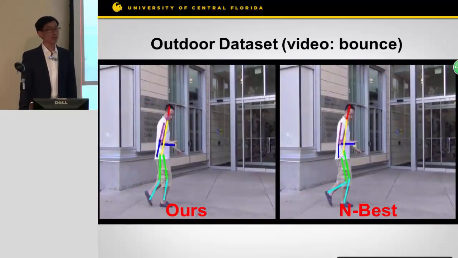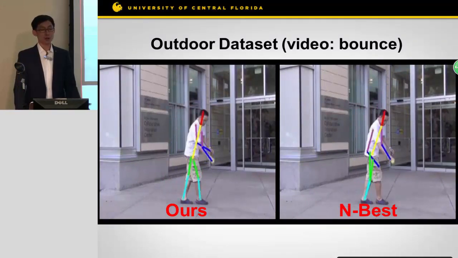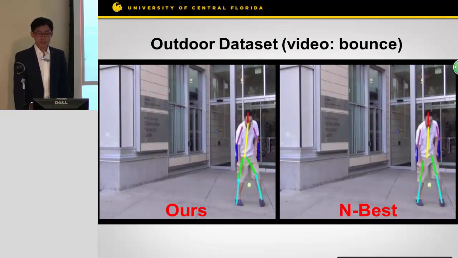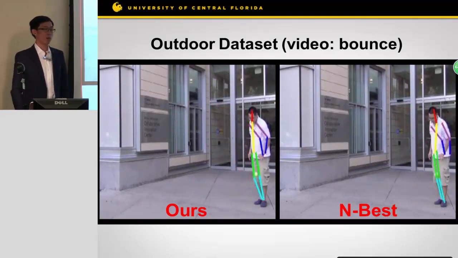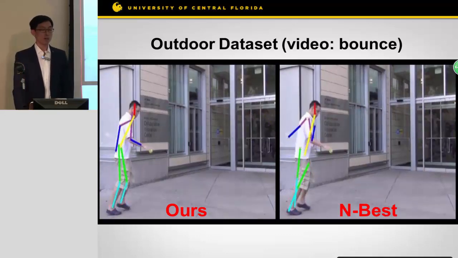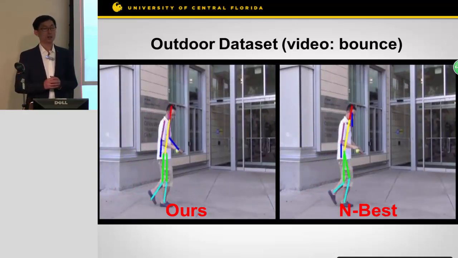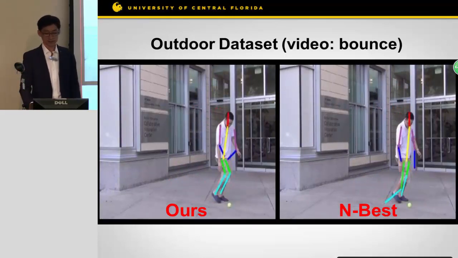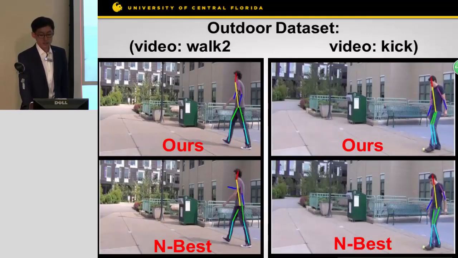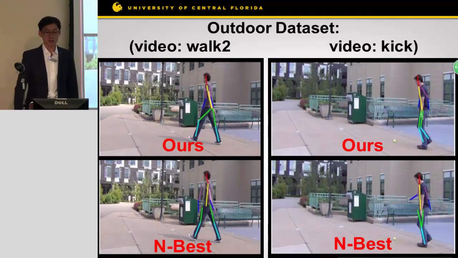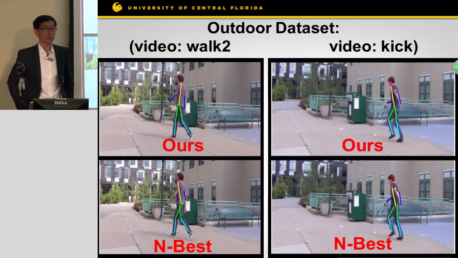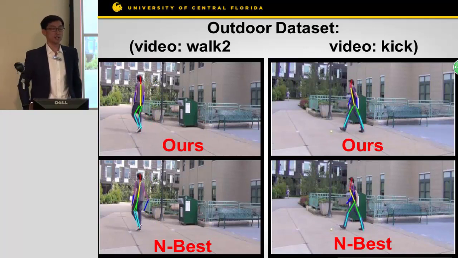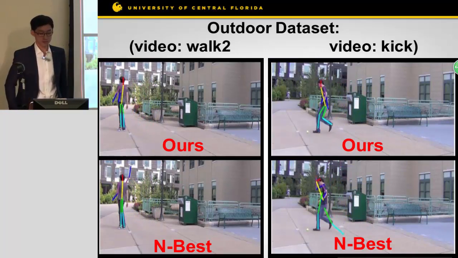And here I'm showing another video sequence, the bounce video sequence from the same data set. Still our method performs better. And the n-best method has another problem, which is called the double counting problem, which means that the left and right body parts are detected at the same location, especially for the legs. Here I'm showing the results from another two video sequences from the outdoor data set. Similarly, our performance is much better and more consistent throughout the video frames.